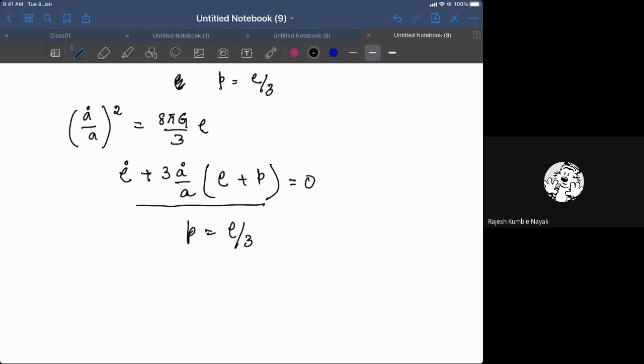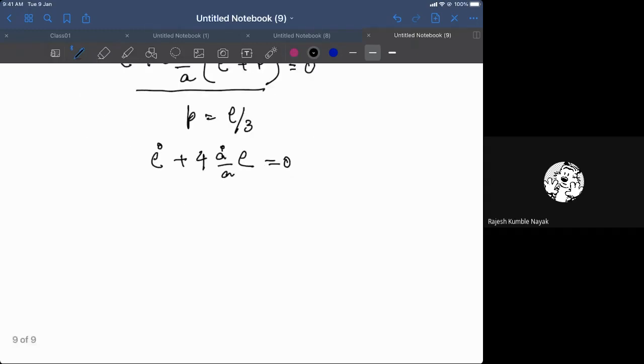So we substitute that, we get rho dot plus 4 a dot by a, this is the Hubble parameter, into rho is equal to 0. So you can see again we can use the same trick to integrate this out, and then we see that rho goes as 1 by a to the power 4. That means that it falls much faster than this. We have seen the dust going as a to the power 3.